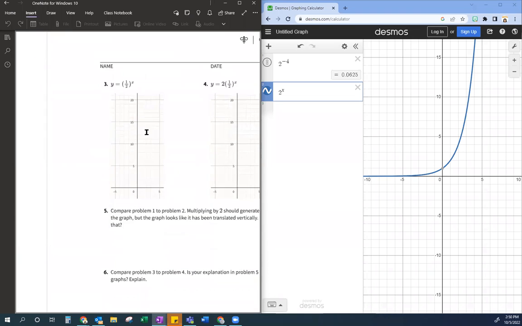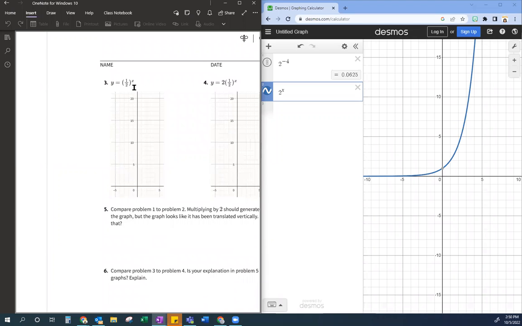Okay. Number 3, 1/2 to the x is actually pretty funny, right? Because you're like, oh my gosh, what is this thing going to do? So again, I'm going to use my little table. And it's said to use from -4 all the way down to 4. So I'm going to plug in all these numbers.